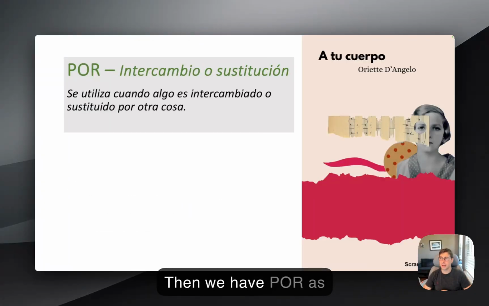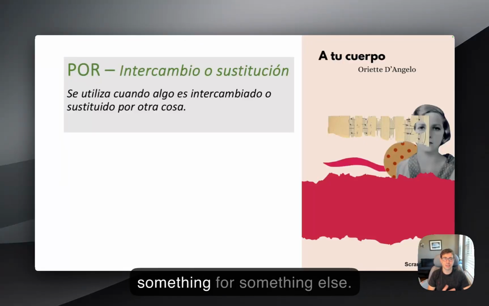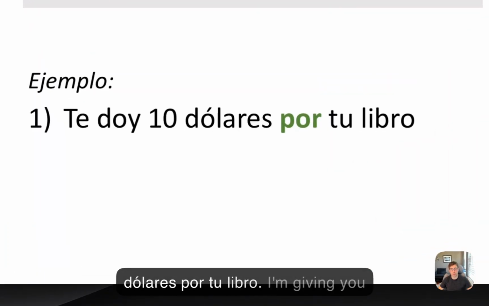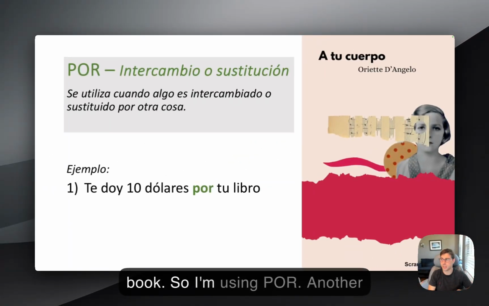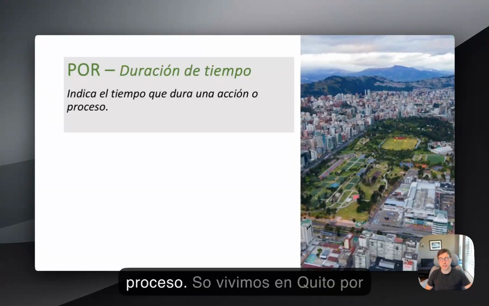Then we have por as intercambio o sustitución. So exchange or trades. For example, money for an object, one thing for another. So we are exchanging something for something else. In this case, te doy $10 por tu libro. I'm giving you $10 in exchange for your book. So I'm using por. We can also use por for durations, so how long something lasts. El tiempo que dura una acción o proceso.